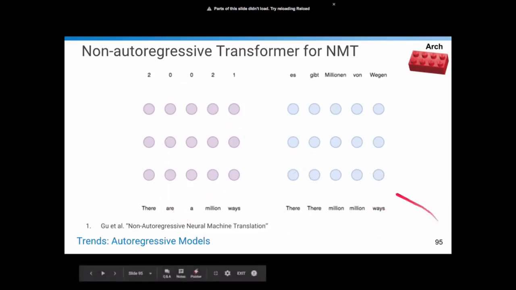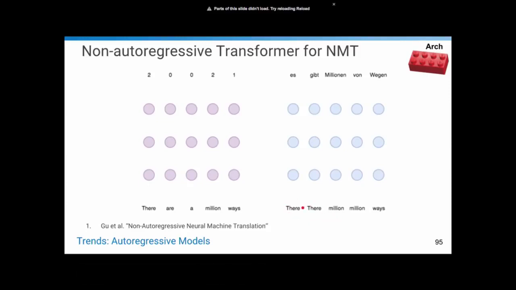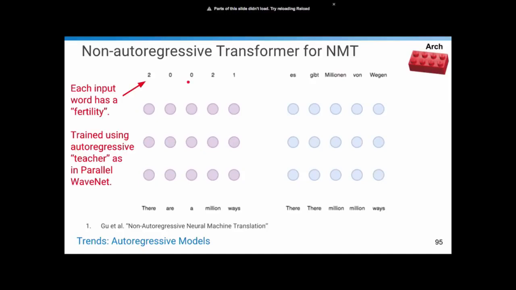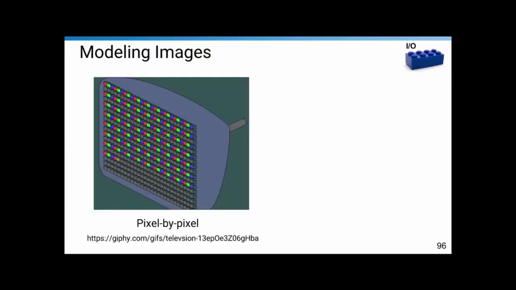And then you just basically learn a mapping from this fertility-augmented input to the target sentence. And so you can actually do this in parallel. You don't need to model the causal dependencies over time. But the big question is, where do these fertilities come from? One thing you could do is pre-train an autoregressive teacher network, like they do in Parallel WaveNet, or you could train a model with attention and then use the attention values to somehow learn to predict these fertilities. But it's interesting that a similar idea that we use to do parallel sampling in audio can also carry over to text.